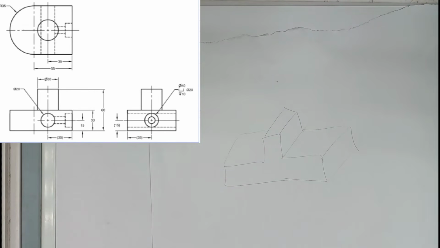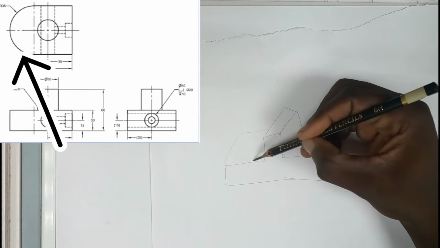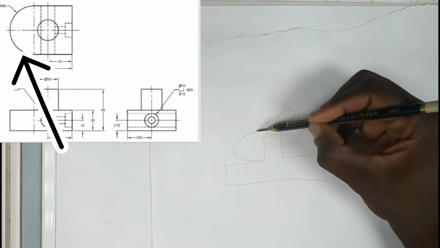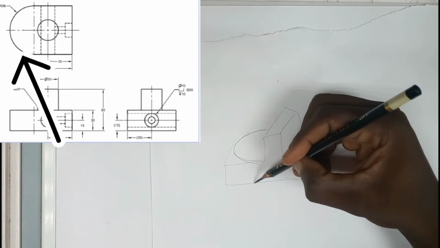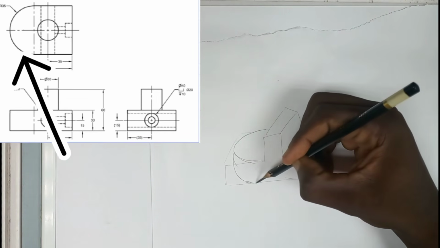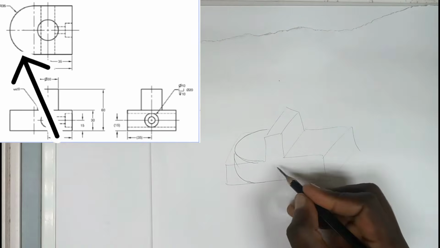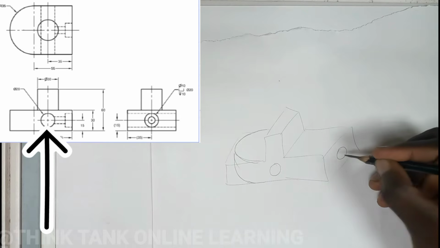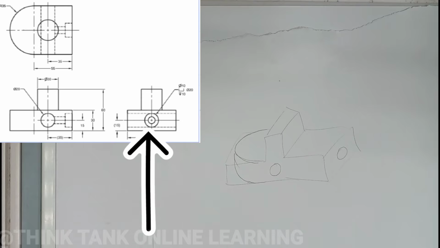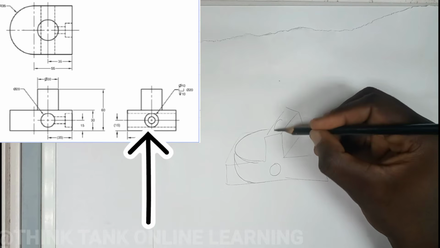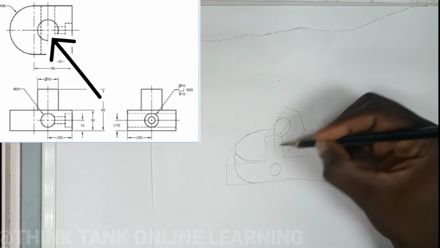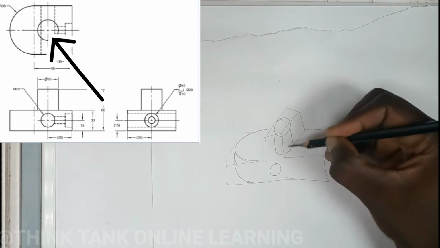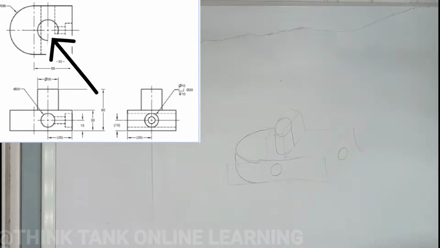Now from the plan I know this is circular, so the base is circular. Then I have a circle here from the front view, and a circle here from the side view. Then from the plan I know this thing is a cylinder, so I'm having a cylinder here. So this is the object I want to draw. I know it doesn't look good, but now I have a clue.